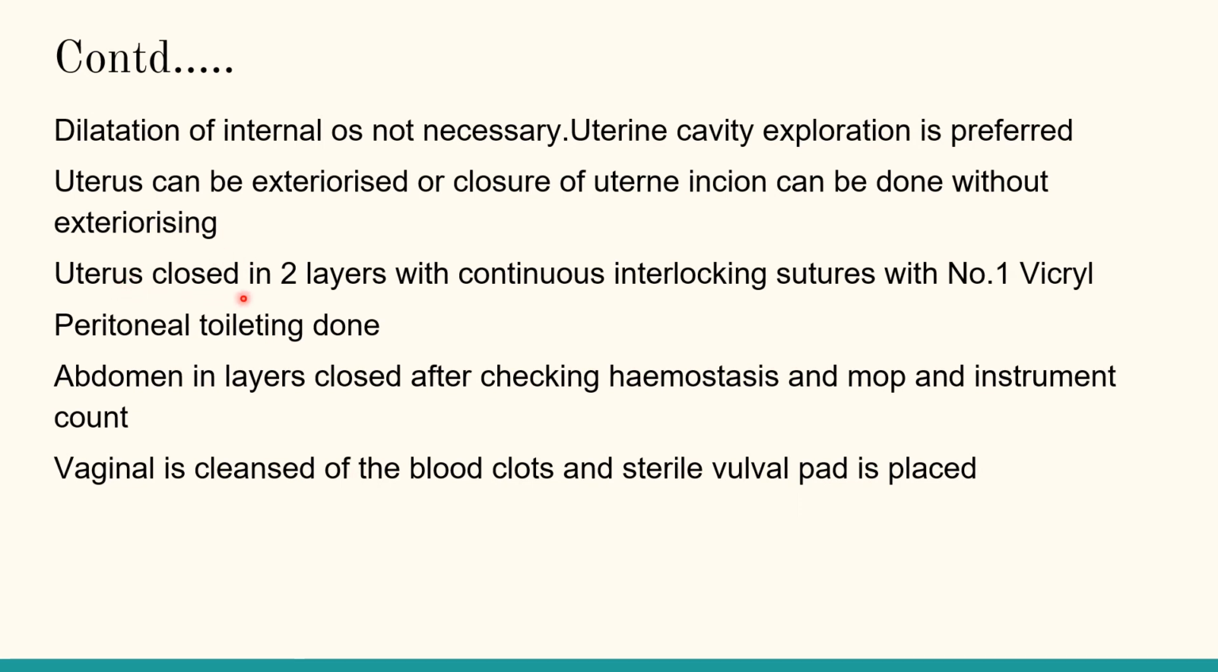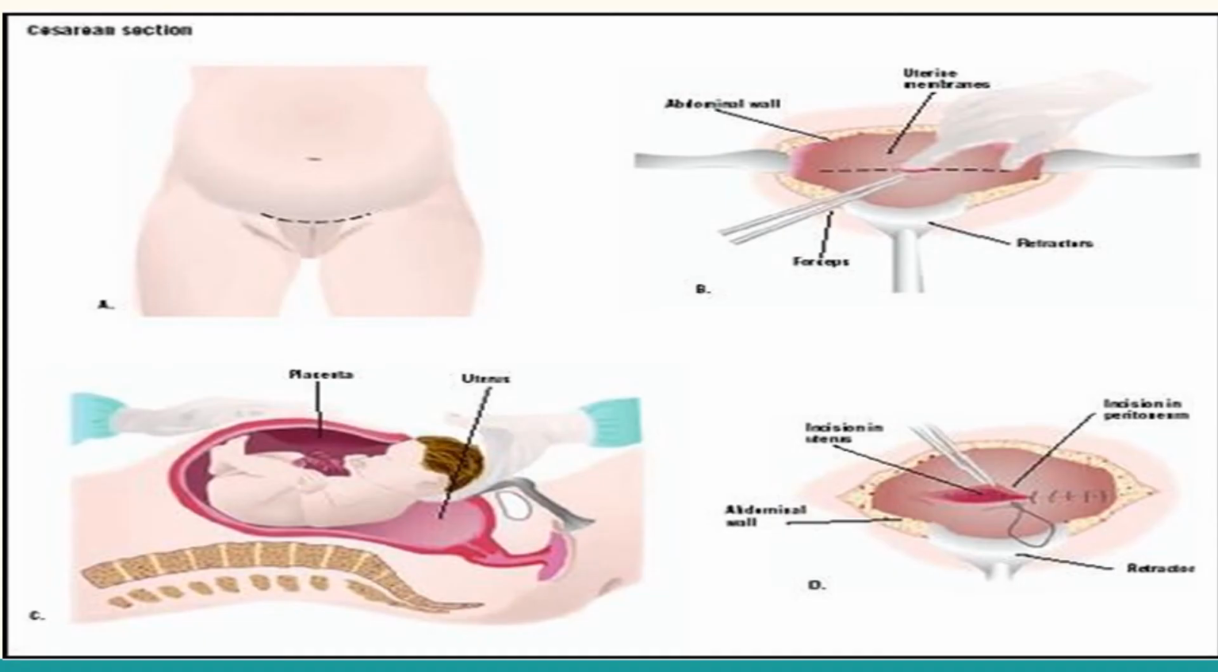Here, the uterus is closed in two layers with continuous interlocking sutures with number 1 Vicryl or number 1 chromic catgut. The peritoneal toileting is done. The abdomen is closed in layers after checking hemostasis and the mop and instrument count. Then the vagina is cleansed of the blood clots and a sterile vulval pad is placed.